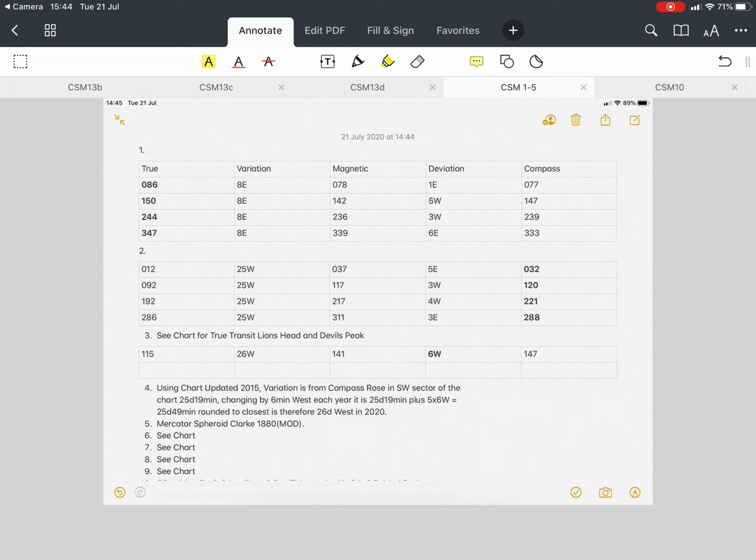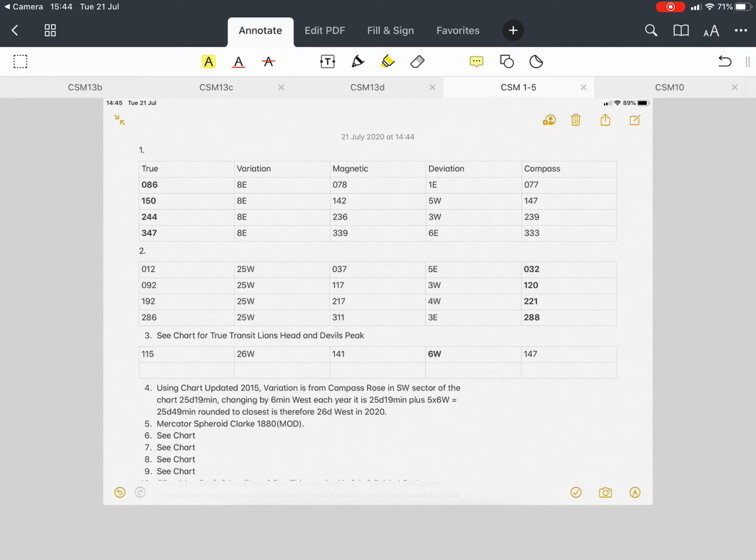Okay, question 3. What you need to do is go onto your chart and find the actual true number by taking a bearing of that transit line over Lion's Head and Devil's Peak. There we got 115, 26 degrees variation, we end up with a magnetic of 141. We had averaged 147 on our ship's compass, so the difference is 6, and going from magnetic to compass is higher, which makes it 6 degrees west.